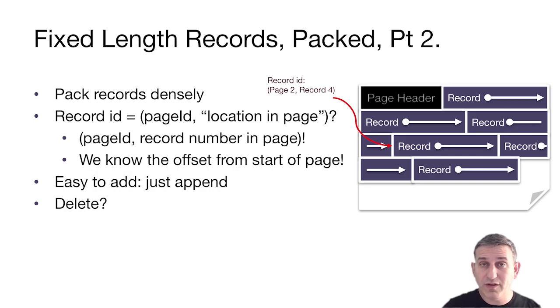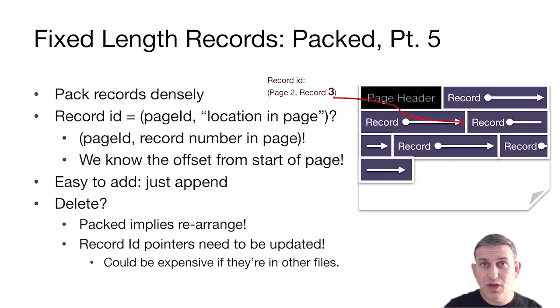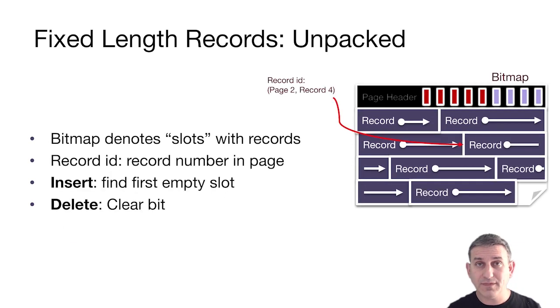Deletion's a bit trickier, however. Remember, when we do deletion, we have to repack the page. So deletion's not enough. We also have to repack the page. And what that means is that record IDs that were pointing into this page from elsewhere have to be changed, because what used to be record ID 4 is now record ID 3. Now, if those record IDs that are pointing into the page are stored elsewhere in the database, for instance in other files, it could be expensive to go update them. So that makes this format somewhat less attractive.